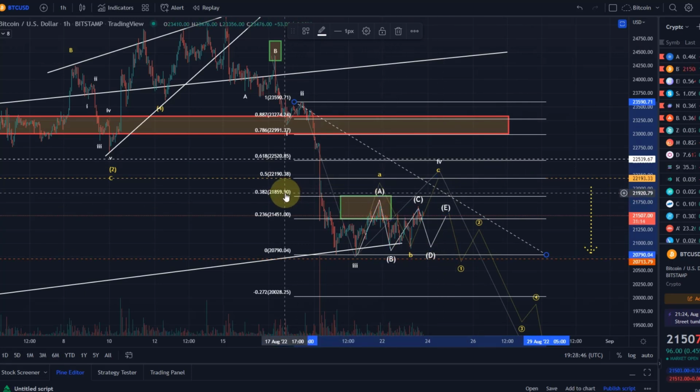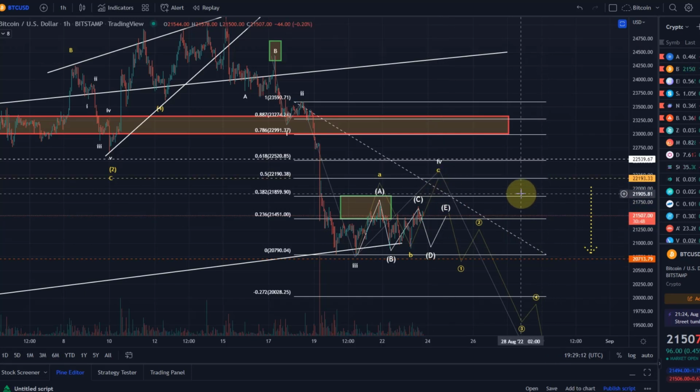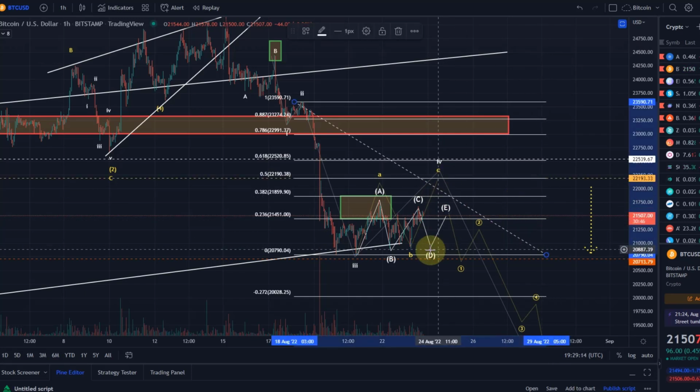We have now come very close again to the 38.2% fib level at 21,859. So that for me is already the first level where we could move down from. In the ABC scenario, look at this level here, 21,859. Or if we don't retrace from here, it would be the $22,190 level, highly relevant.